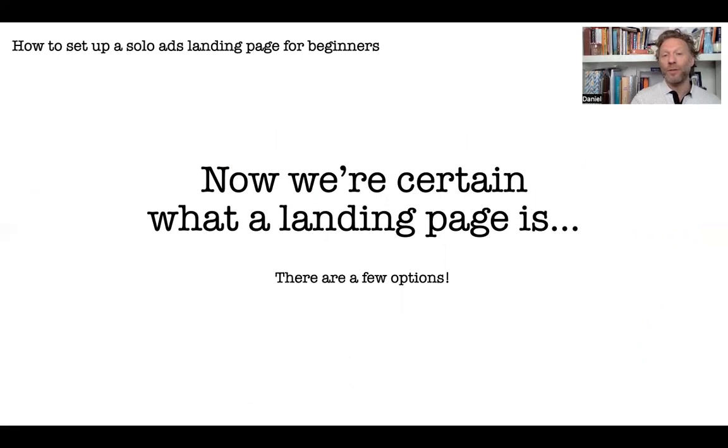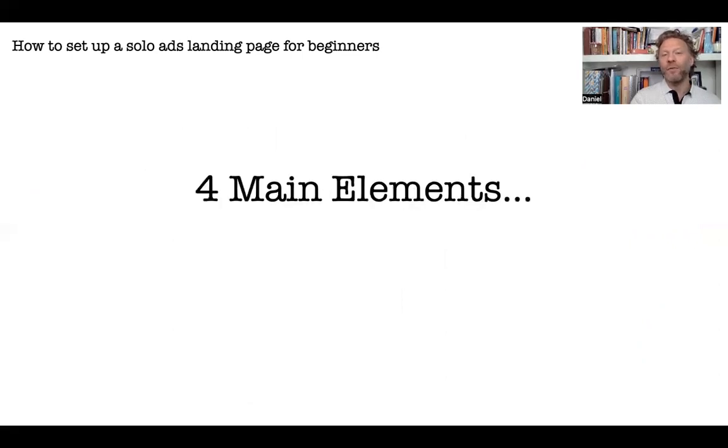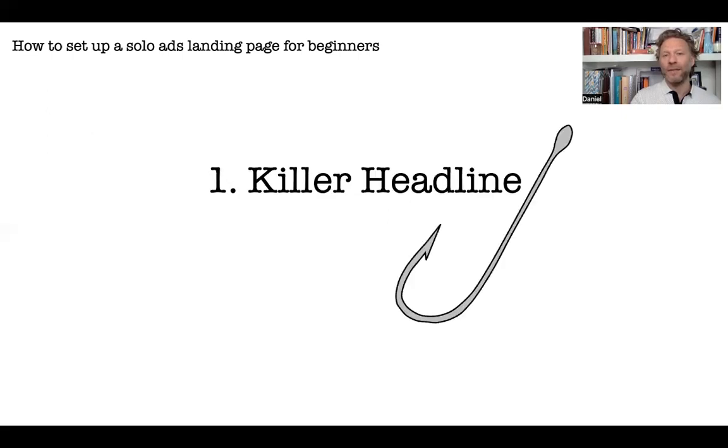There are a few options these days of what software to use. But before we talk about software, there are four main elements that need to go on your landing page, no matter what software you use. Whatever landing page software you use, it has to have these four main elements. And they are, one, a killer headline. Really important to hook the person visiting your page, hook them in and keep them on the page.